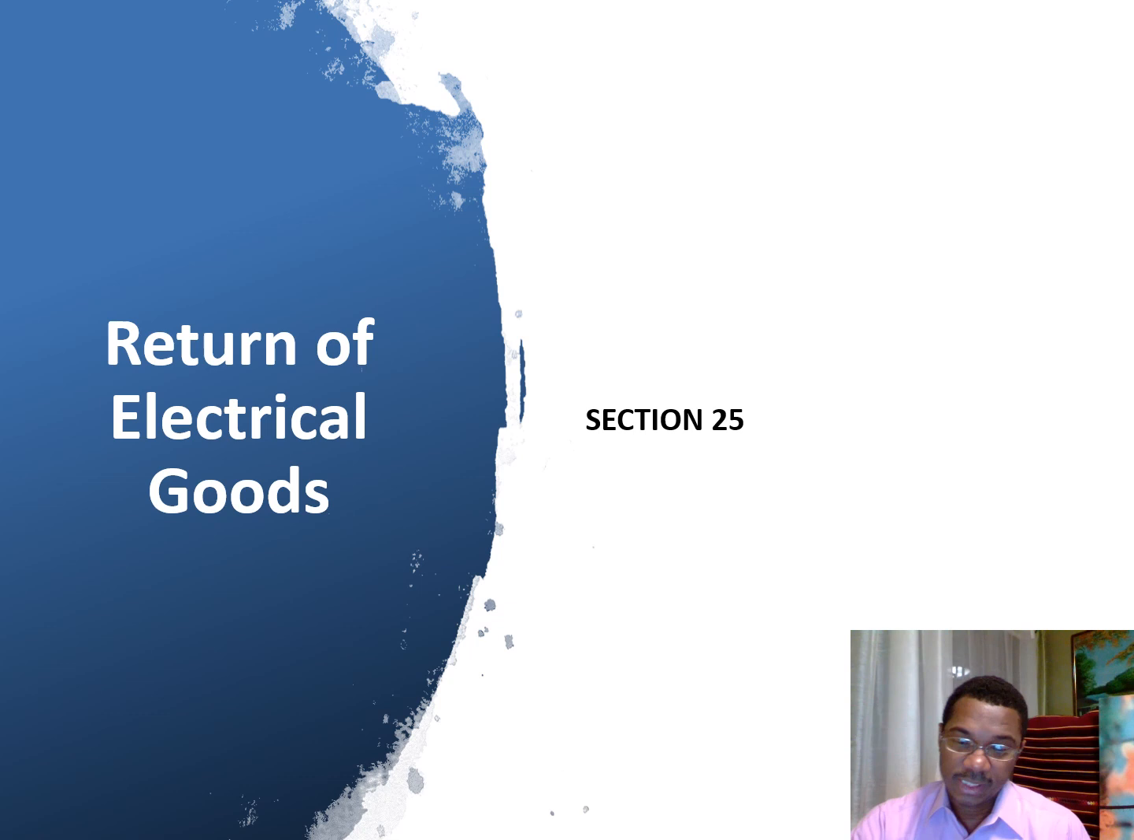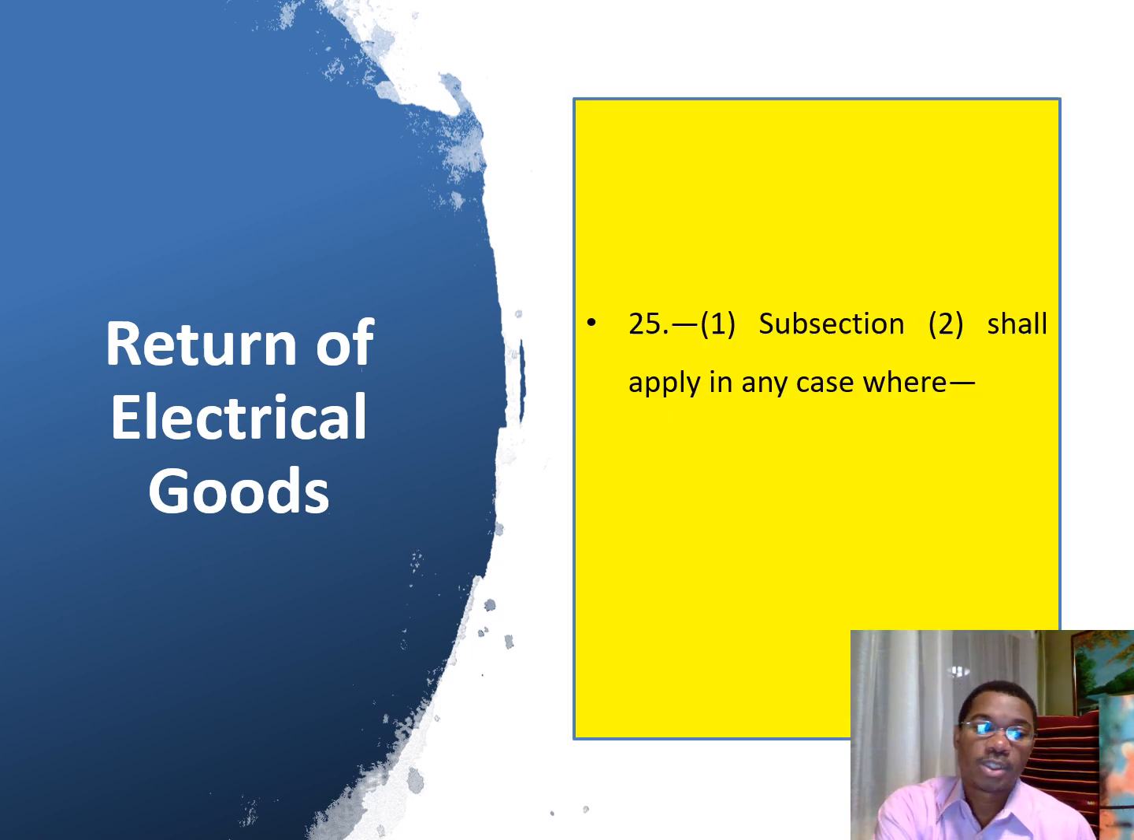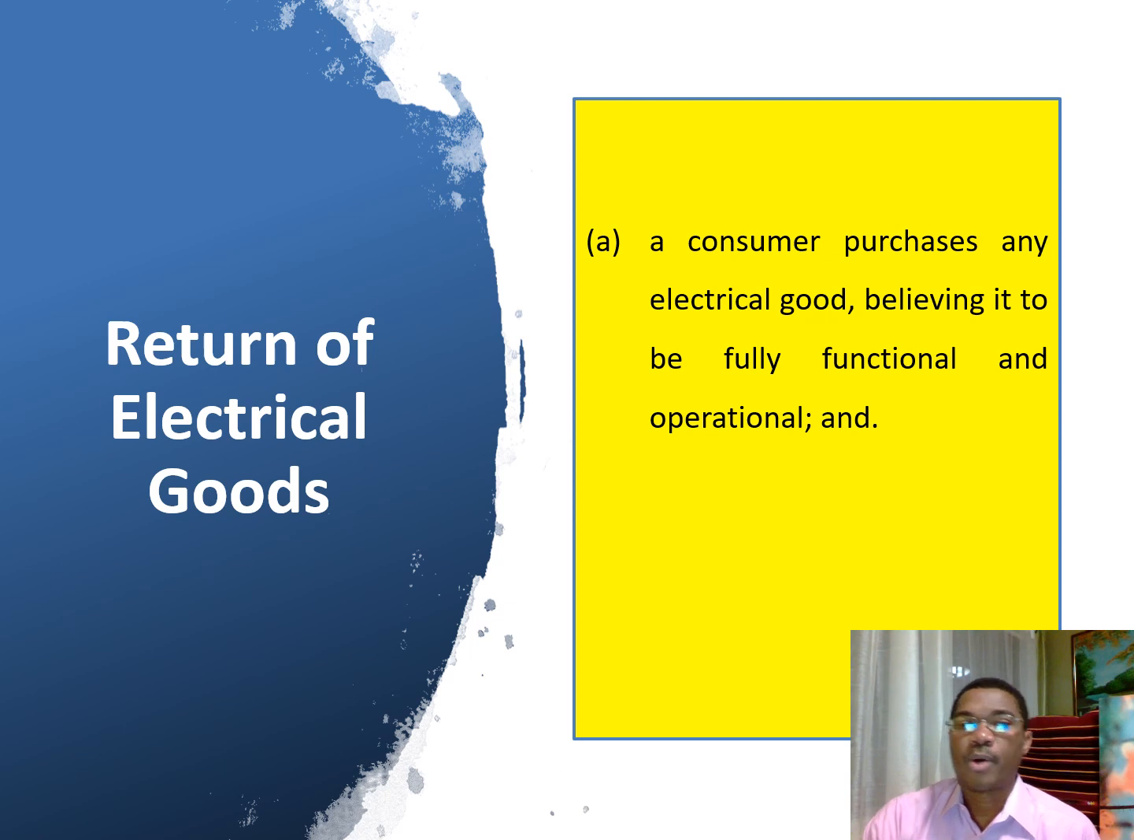So that brings us to section 25, which deals with return of electrical goods. So section 24 deals with return of defective goods, and section 25 is specific to electrical goods. So here, section 25, subsection 1, says, subject to subsection 2, these provisions apply. A consumer purchases any electrical good believing it to be fully functional and operational.